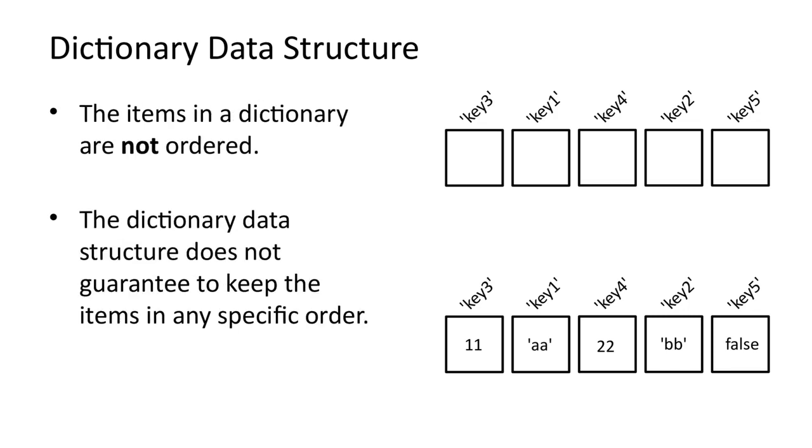An important property of the dictionary data structure is that the items are not ordered. Instead, you use the keys to access items. The keys have no specific order either, but the keys must all be unique.